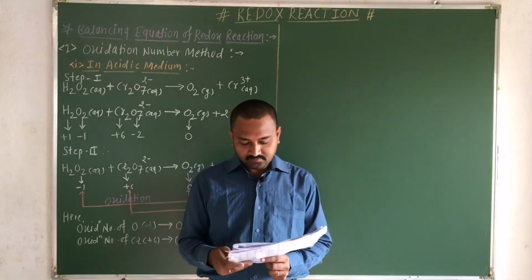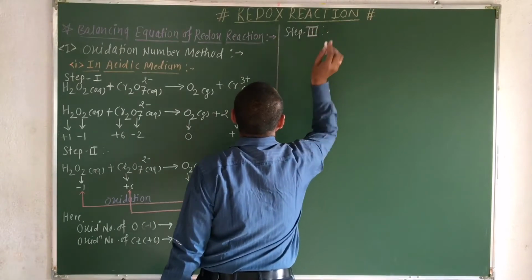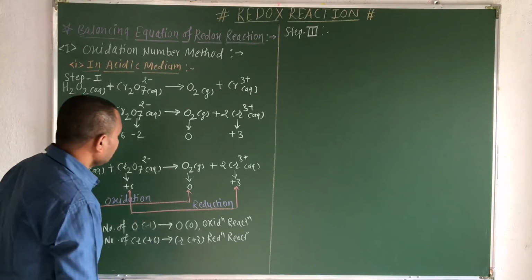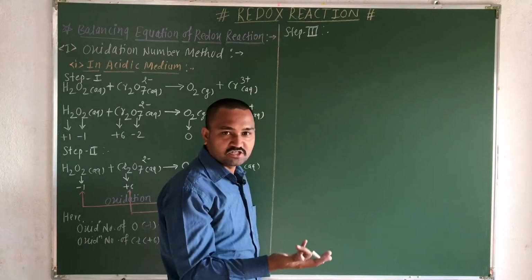Step number third: show an increase in oxidation number per atom of the oxidized species and hence net increase in oxidation number. Similarly, show decrease in the oxidation number per atom of reduced species and the net decrease in the oxidation number. So for that third step, you have to take the reference from your second step one. Okay, we have to find out how much oxidation number is increased and how much oxidation number is decreased.